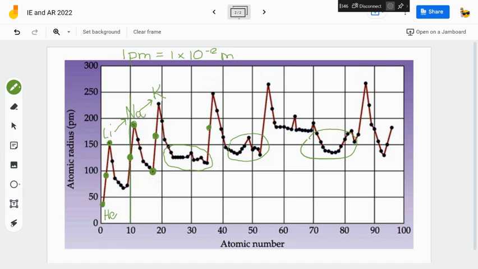So this was supposed to clarify those graphs a little bit before you are looking at them and answering the questions.